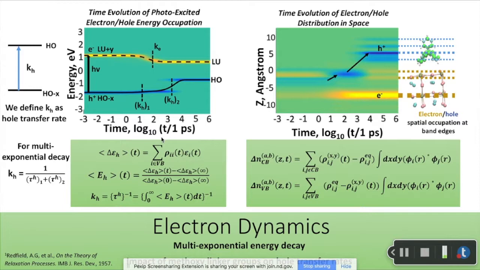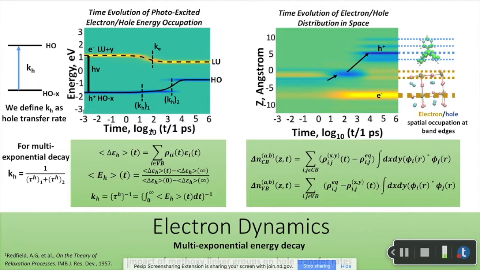And after a certain amount of time, the expectation values will dissipate to the HOMO and the LUMO. So we calculate the expectation values up to that point. And then assuming that we have a single exponential decay, we set the regular exponential form equal to our dimensionless energy, which is capital E sub h, and then we solve for the rate constant k sub h. And that's what we defined as our hole transfer rate from the decay from HOMO minus X to HOMO.